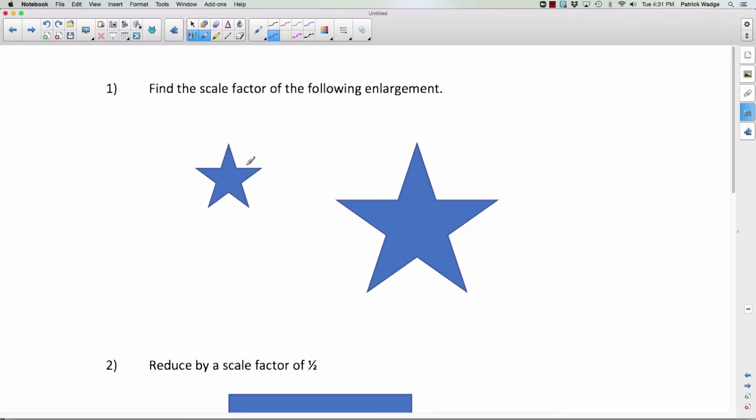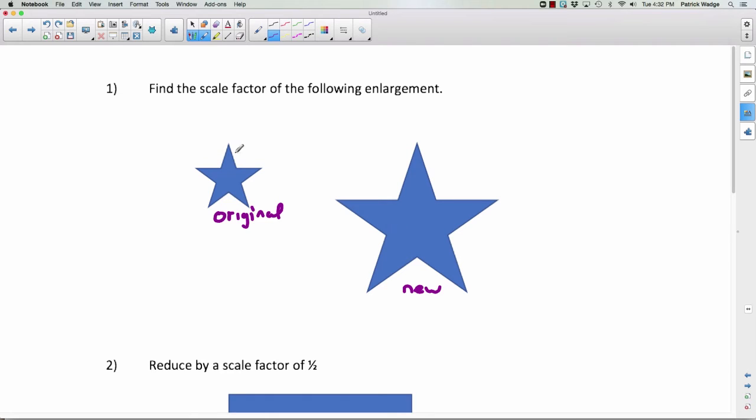All right, here's the question. Find the scale factor of the following enlargement. So this is our original or our object, and this is our new or our image. So if we want to find the scale factor, already you should be able to tell me something. Look at the new, it's bigger. So what do you know about the scale factor? The scale factor is definitely going to be more than 1, right? This is an enlargement, so it's going to be more than 1.